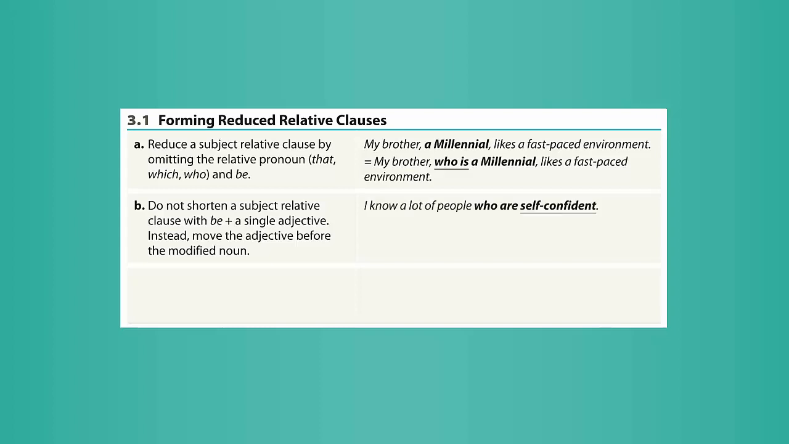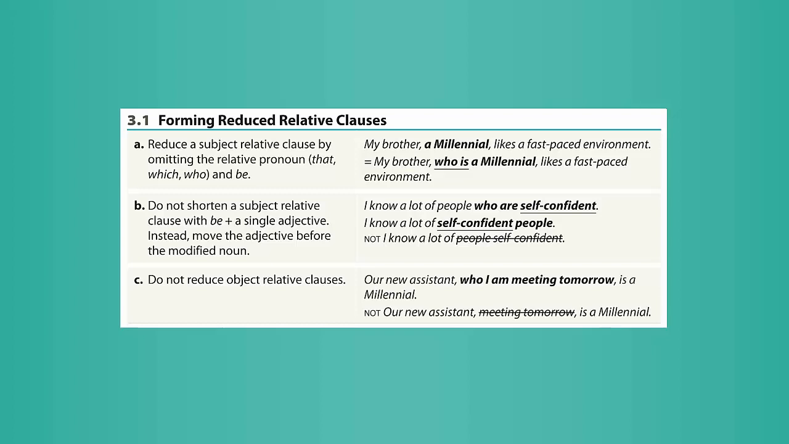For example, we have I know a lot of people who are self-confident. We do not say I know a lot of people self-confident, but instead we say I know a lot of self-confident people. Remember, do not say I know a lot of people self-confident. It's not correct. And do not reduce object relative clauses. For example, we can say our new assistant who I'm meeting tomorrow is a millennial, but do not say our new assistant meeting tomorrow is a millennial.